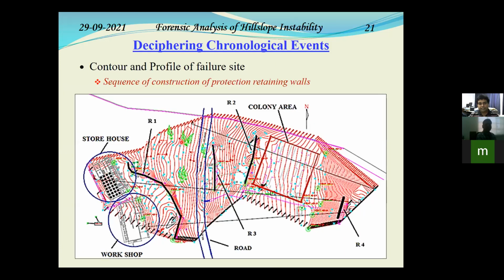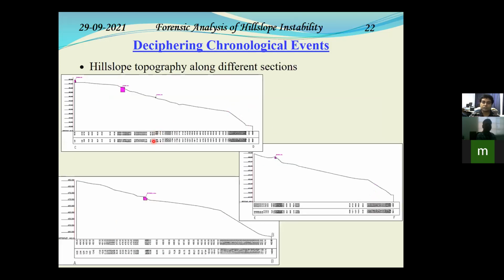So what we did is that all along this contour area, we took some cross sections. So you can see one big cross section going from storehouse to R4. So we have 3 cross sections taken all along so that we can figure out what is the topography of the hill slope, what are the slope dimensions, what is the extent of the hill slope over which we have to define our preliminary model.